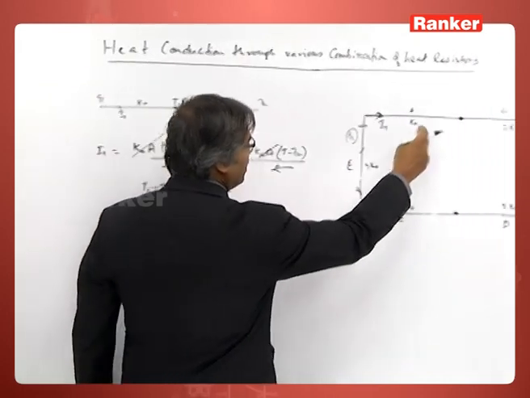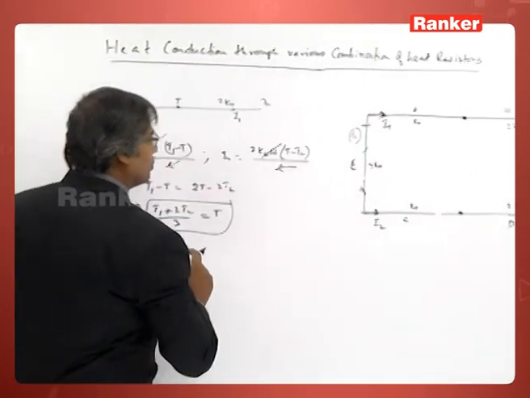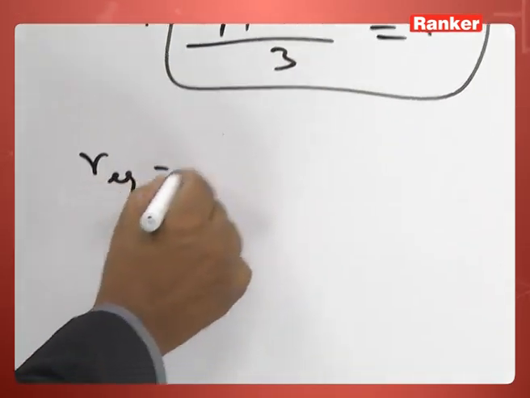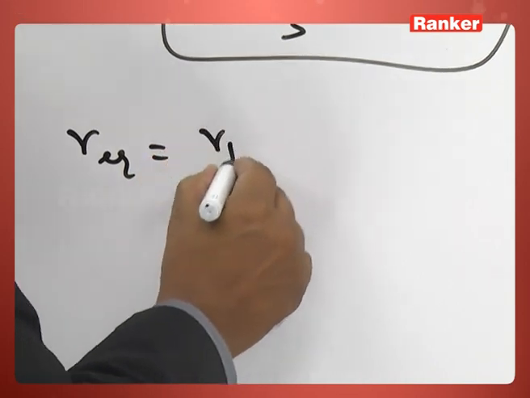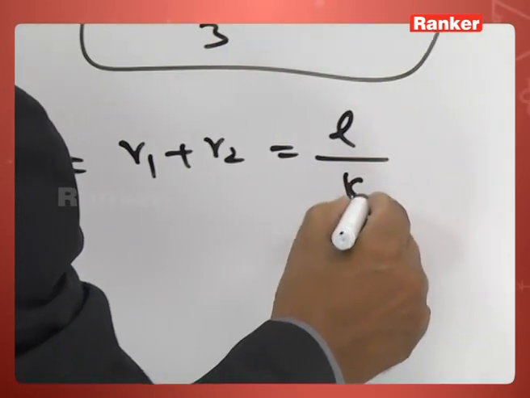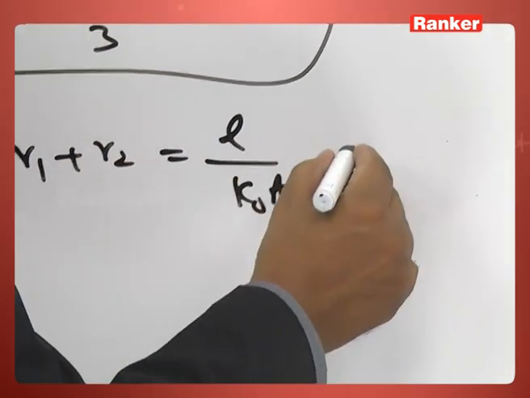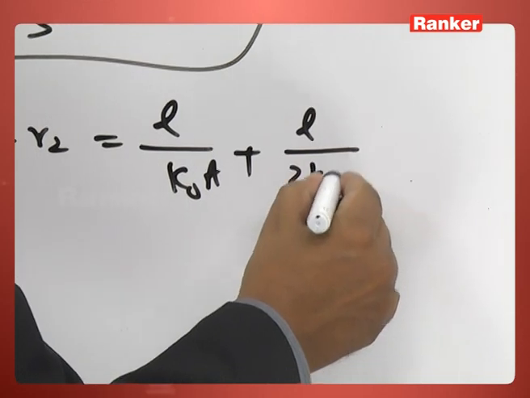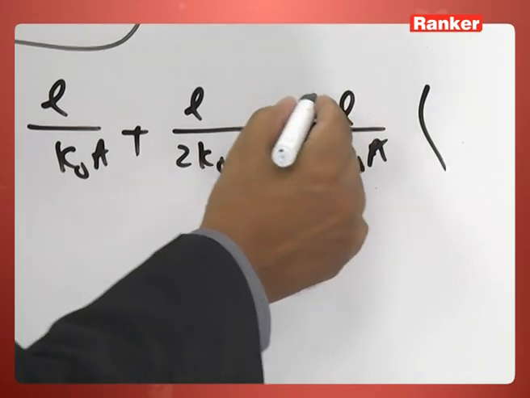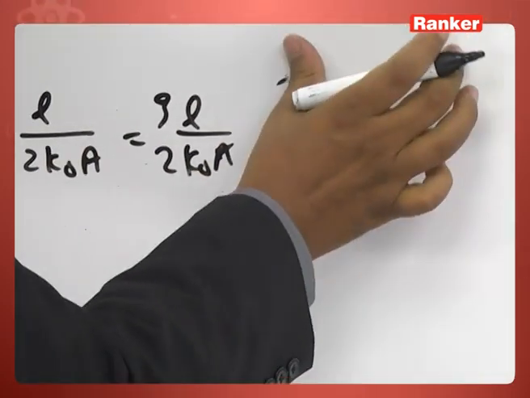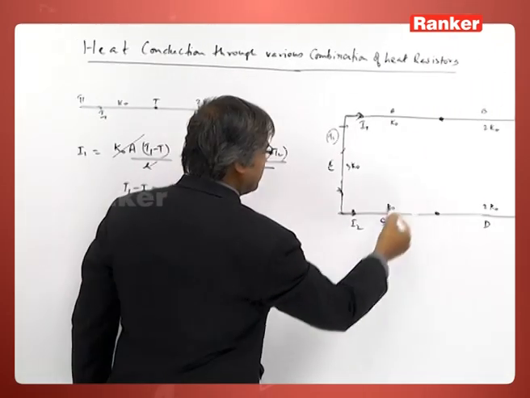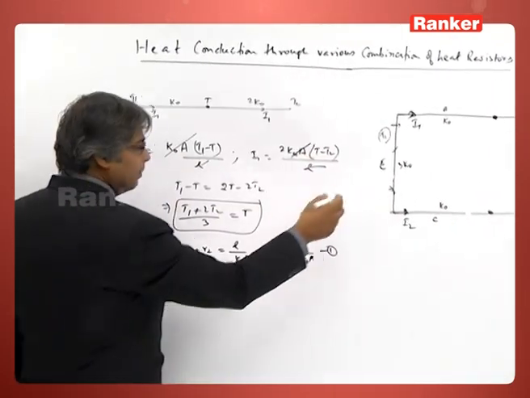Suppose this is R1, R2, R3, R4. So, we have this combination as R equivalent, they are in series. In series, R equivalent is R1 plus R2. So, that is R equal to L by K naught A plus L by 2 K naught A. So, L by K naught A common, 1 plus 1 by 2 is 3 by 2, just write 3 by 2. For this route again the same situation, so again R equivalent will be the same.